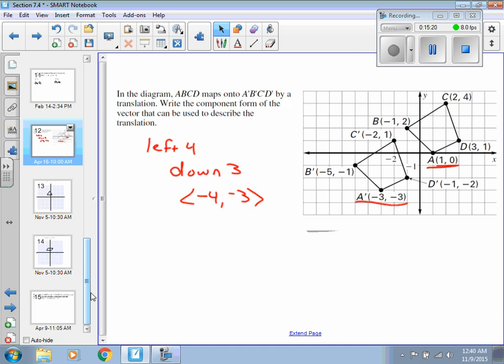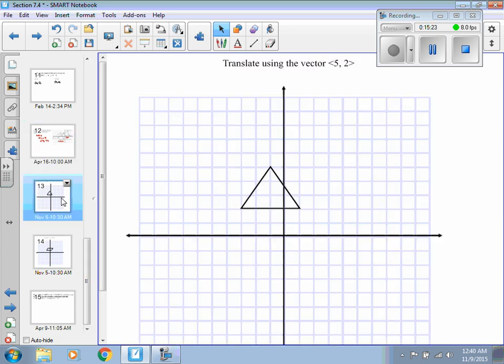Now, as far as translations go, translations are simply slides. So what we have to figure out is which direction we're going to move our points. Again, like we did earlier in the week, I'm going to plot my points here in red on my pre-image. You can either use the coordinates and count your blocks, or you can use the coordinates and create your new coordinates if you choose. Either way is perfectly fine.